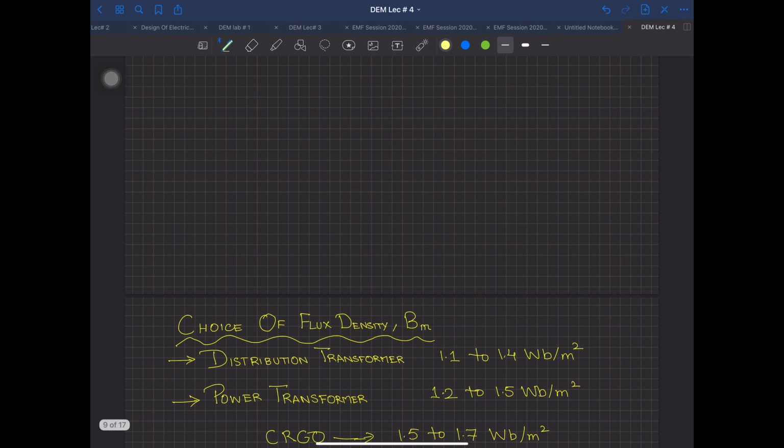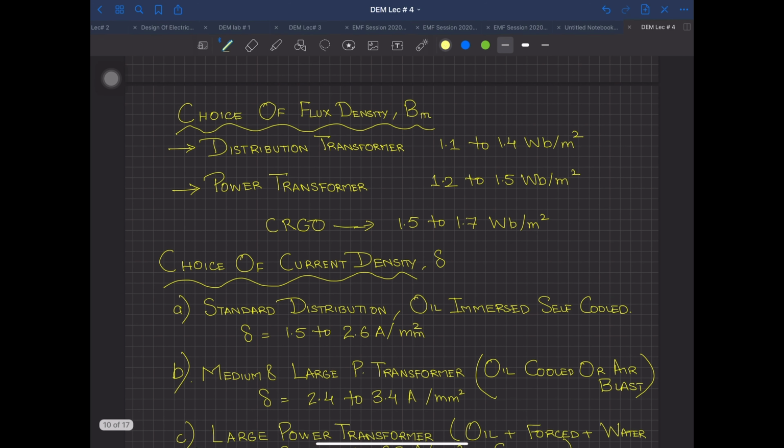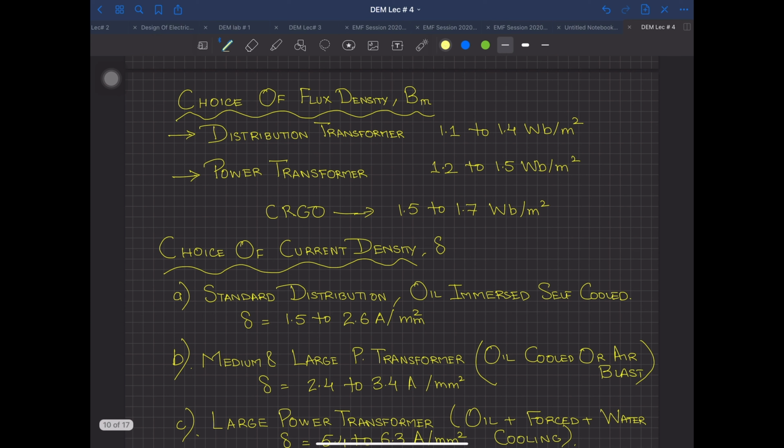I guess this is the next topic. Yes. Next thing, very very important, flux density. I don't need to repeat it; I guess we have talked about flux density and flux intensity. What was flux density? Weber per meter square, or Tesla, or Gauss. Gauss is a very small unit. Bm over here is the magnetic flux density. Now what material you are going to use is going to decide it.